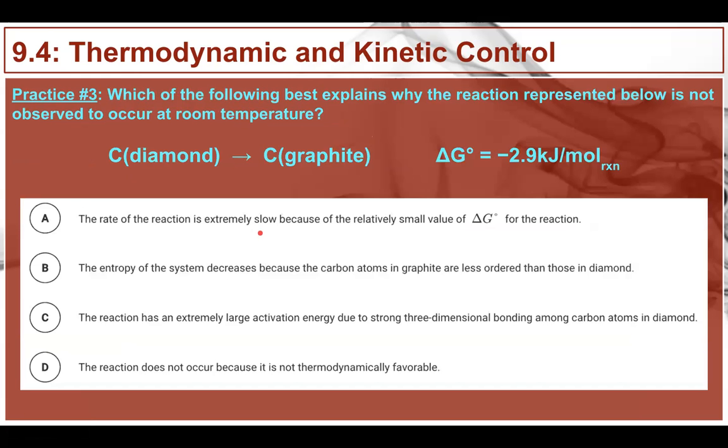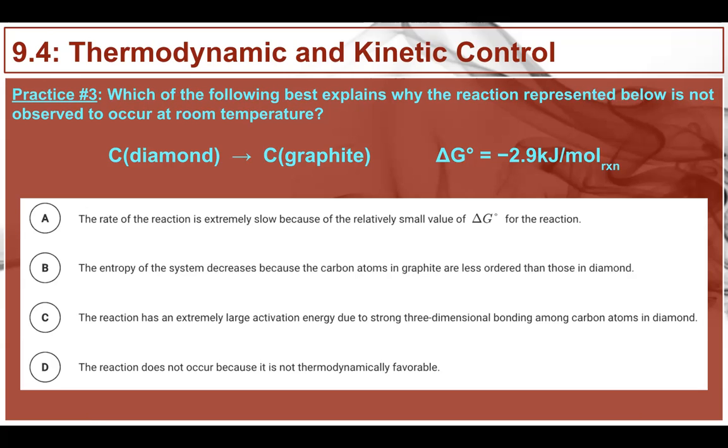All right, and then for number 3, check out this reaction. So diamond forming graphite has a delta G of negative 2.9 kilojoules per mole. That should tell us that it is thermodynamically favorable, right? So which of the following best explains why the reaction represented below is not observed to occur at room temperature? That'd be cool, wouldn't it? Being able to convert diamond into graphite, I guess, if you want to do that, turn diamonds into pencil stuff, but whatever.